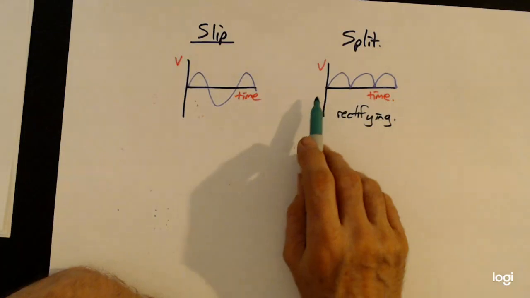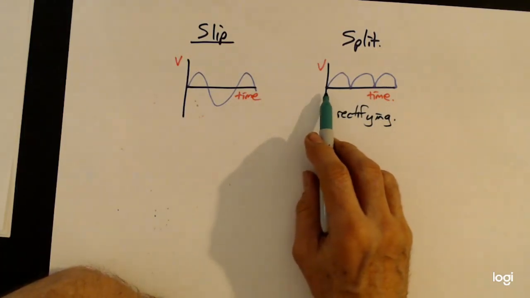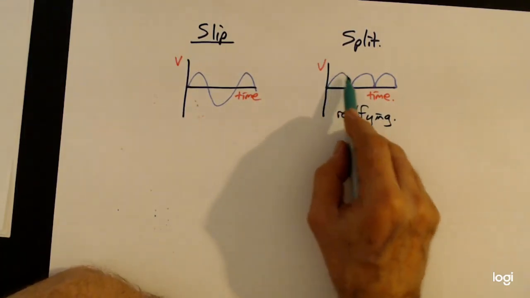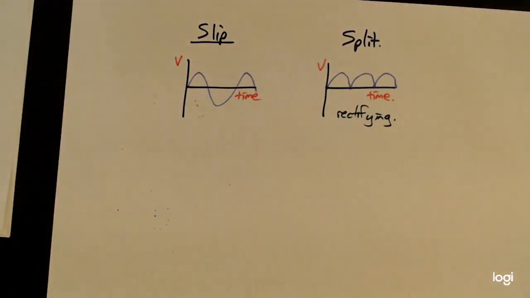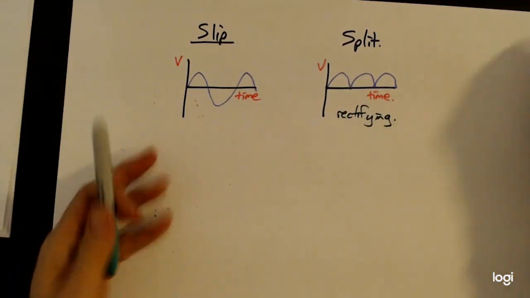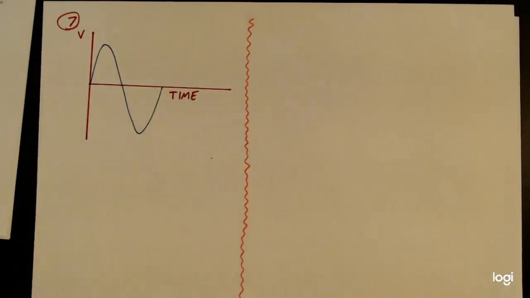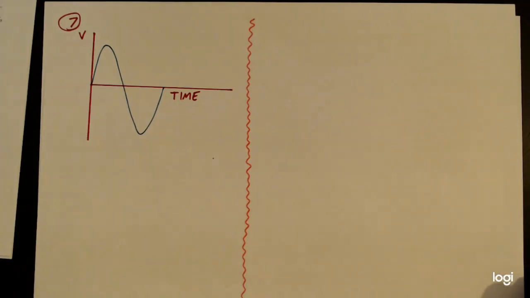Right? So a split ring commutator rectifies an AC signal and makes it direct current, or a variable direct current. Okay? But I would just draw the graphs. A picture tells a thousand words. Question 7. Three to go and you've finished this video.